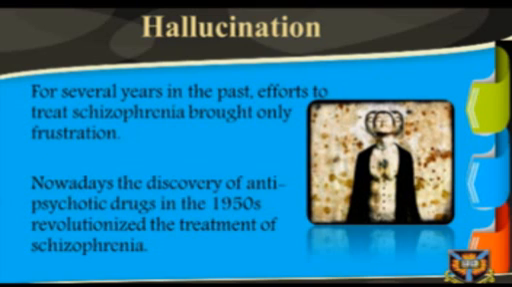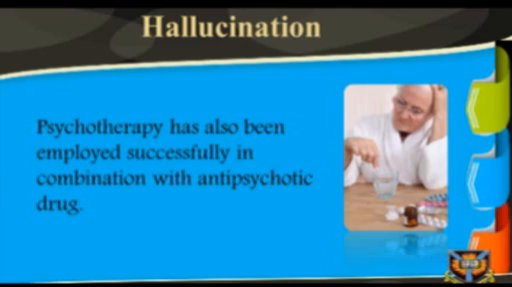For several years in the past, efforts to treat schizophrenia brought only frustration. The disorder is still difficult to treat, however. Therapies in the contemporary world are more successful than those of the past. In the past, the main treatment for schizophrenia was institutionalization and custodial care through overcrowded public institutions such as state hospitals. Nowadays, the discovery of antipsychotic drugs in the 1950s revolutionized the treatment of schizophrenia. Psychotherapy has also been employed successfully in combination with antipsychotic drugs. A community approach to the treatment of schizophrenia also began in the 1960s.